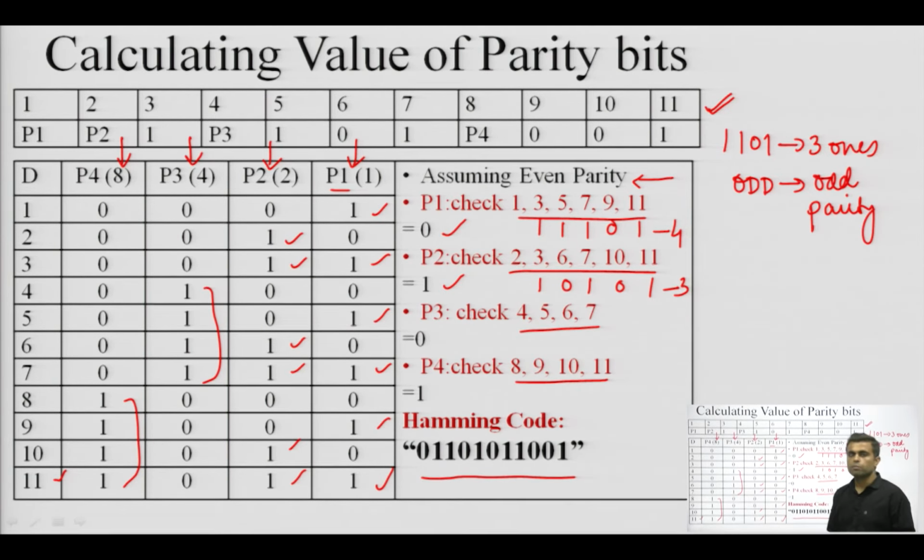So, in this way we can prepare Hamming code for any given message using even parity or odd parity. If the examiner had asked to prepare this Hamming code using odd parity, then in that case these values would have been complemented as 1 0 1 0. I would have got complemented values. Okay. So, in this way we can prepare the Hamming code.